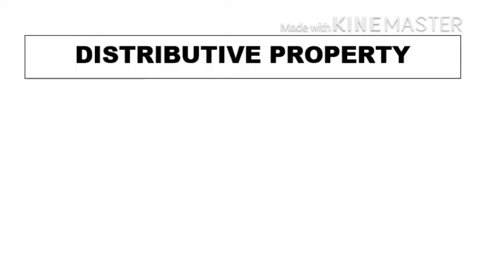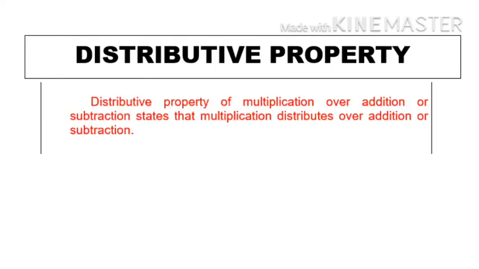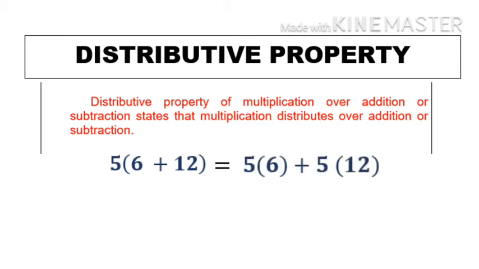Last, we have the distributive property. Distributive property of multiplication over addition or subtraction states that multiplication distributes over addition or subtraction. What does that mean? For example, you have 5 times the quantity of 6 plus 12. So in distributive property, the multiplication distributes over addition. So this means that 5 times the quantity of 6 plus 12 is just equal to 5 times 6 plus 5 times 12. Now let's check if they have the same answer.